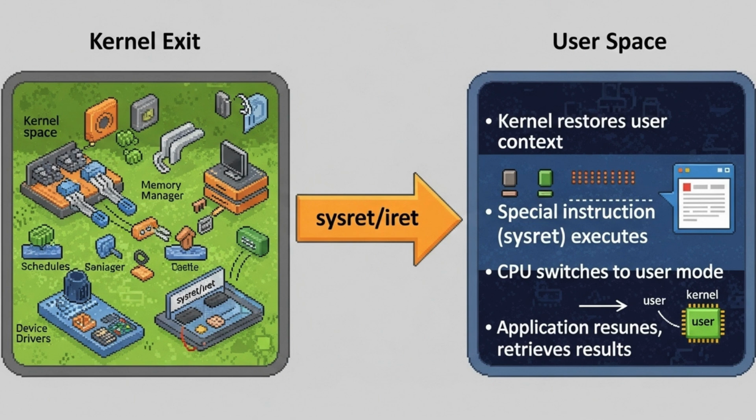So, to recap, we've dissected the entire journey of a syscall. You now understand the privilege divide, the entry mechanism, kernel processing, and the safe exit back to your application. To test your understanding, consider: why is it essential for the CPU to save and restore the user mode context during a syscall?